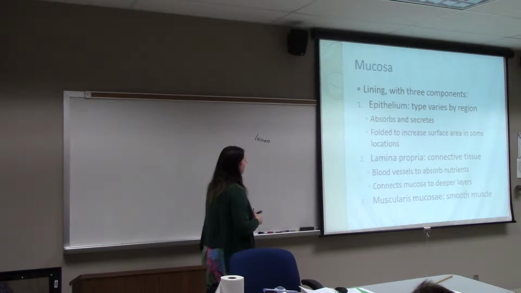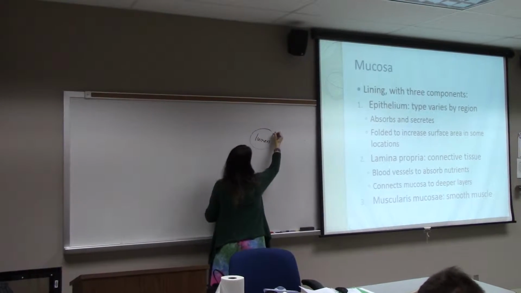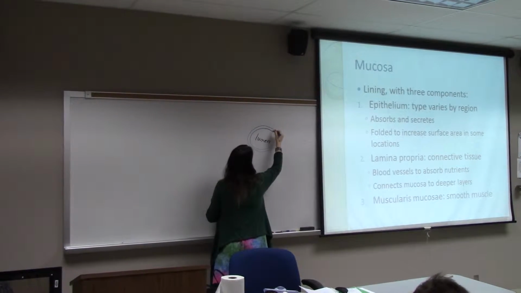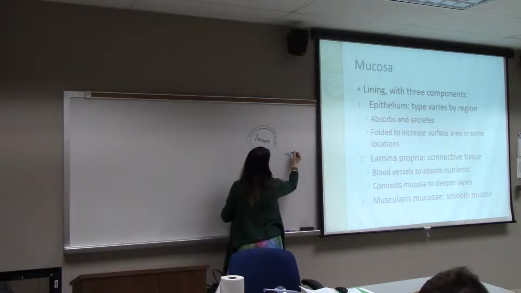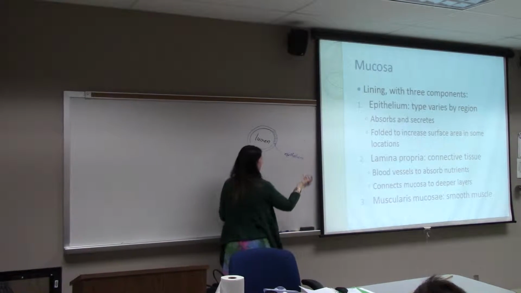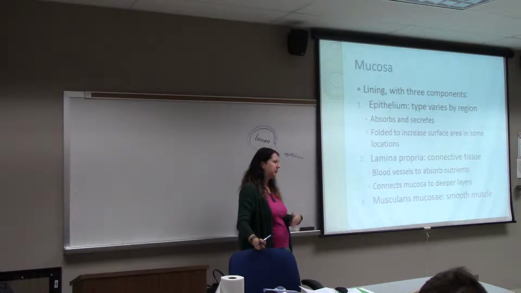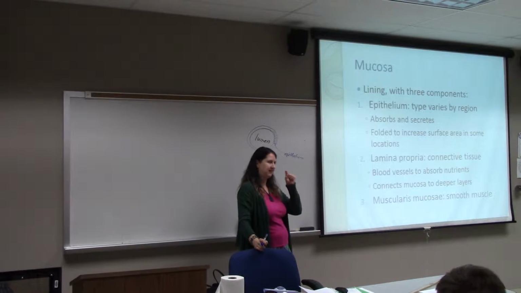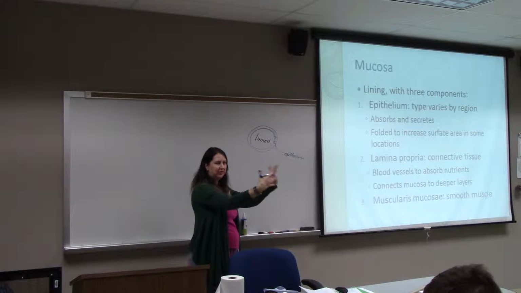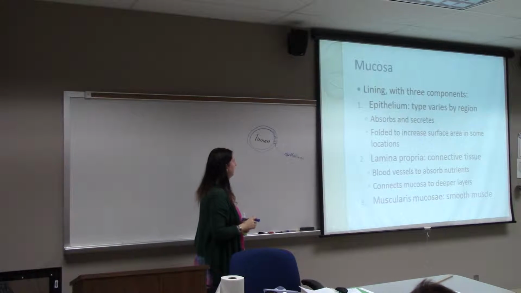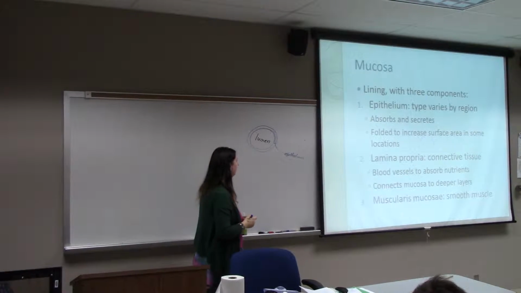The mucosa has three parts to it. The epithelium, which is the lining. I'm just going to draw part of it. So that'll be an epithelial tissue, which type varies by region. The most common is simple columnar, the single layer of tall cells. The epithelium is what's going to absorb nutrients and secrete things. And in some locations, it's wrinkled or folded to increase the surface area.